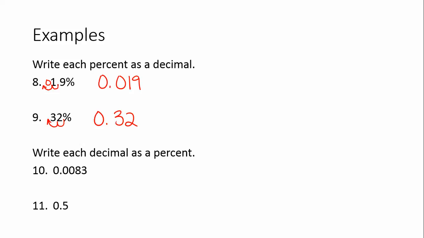So when you're going the other way, we're going to move the decimal 2 places to the right. So 0.0083 as a percent would be 0.83%. And don't forget, when I'm asking you for a percent, I do need the percent symbol. Number 11, we move it 2 places to the right. We put our filler 0 in, so we get 50%. 0.5 is the same as 50%.